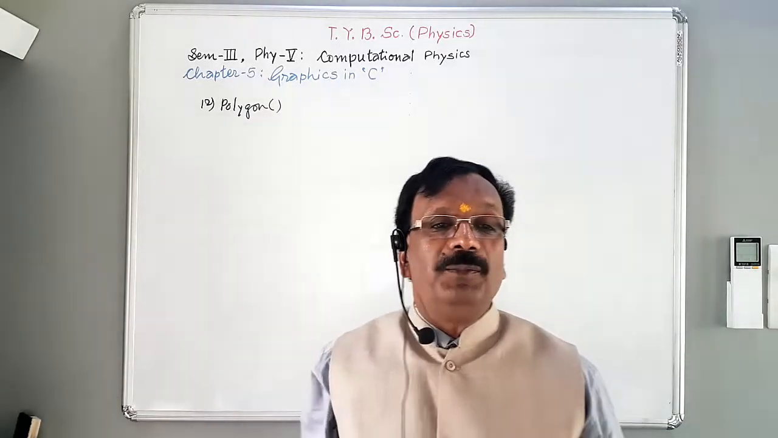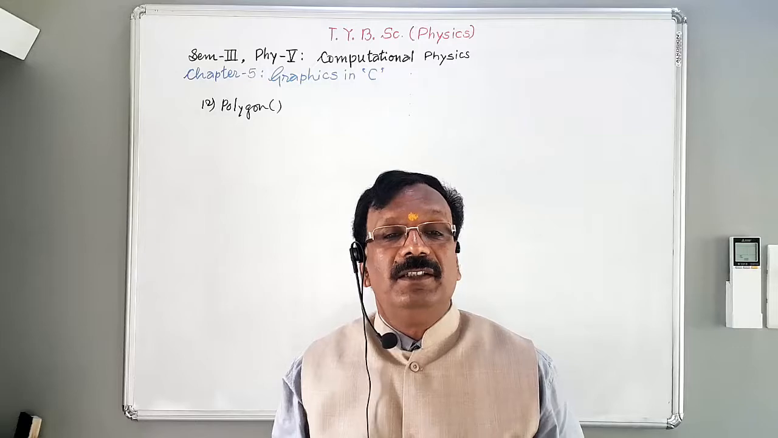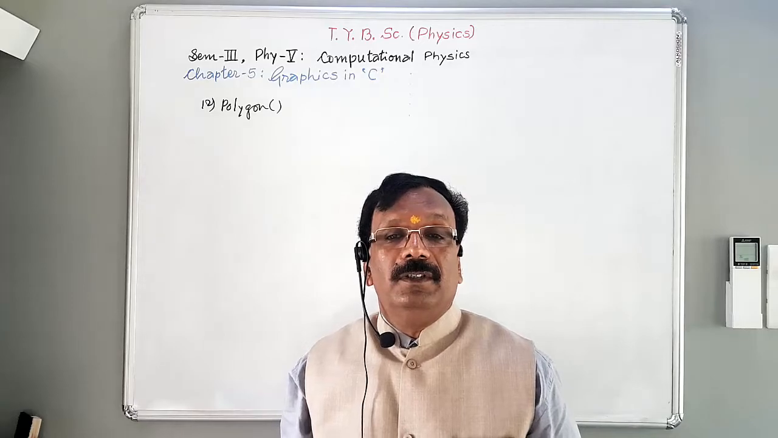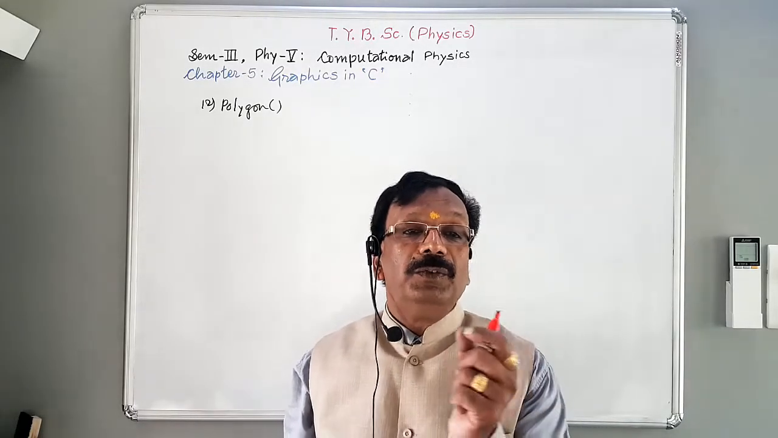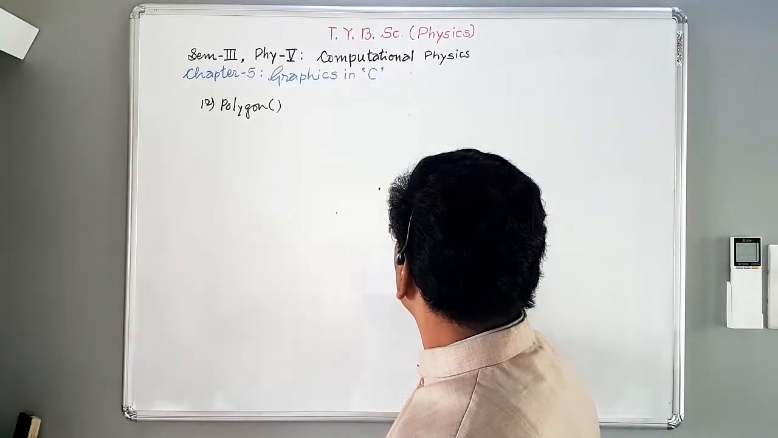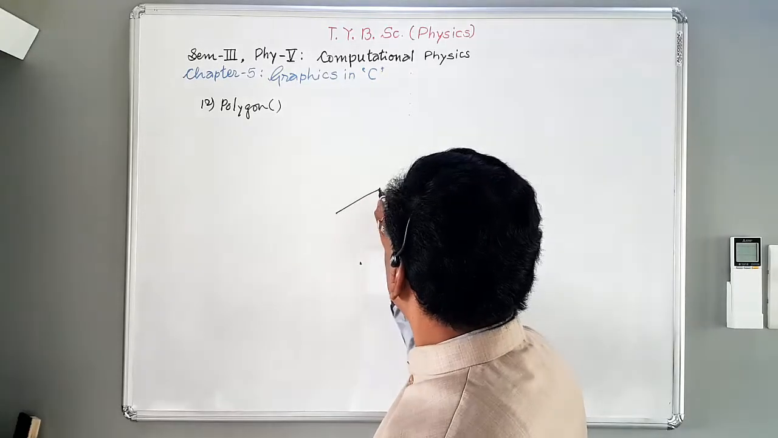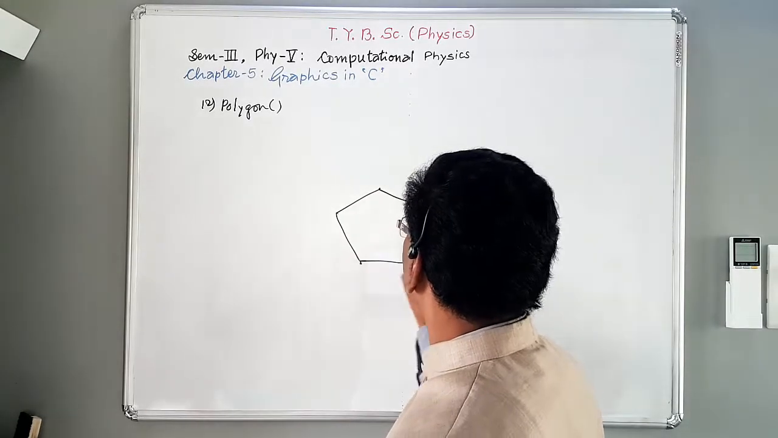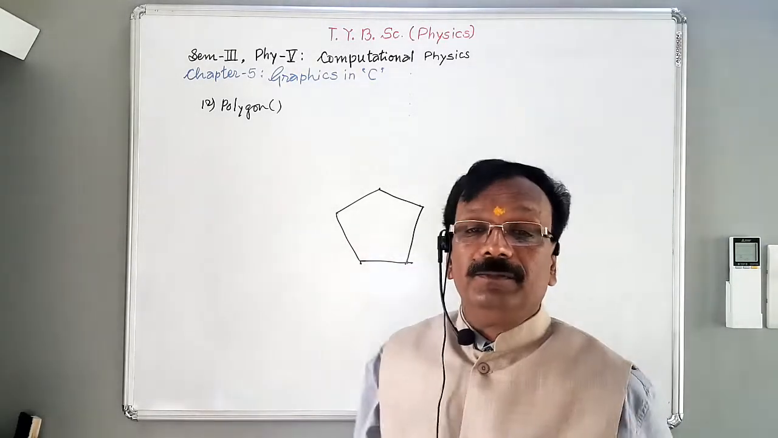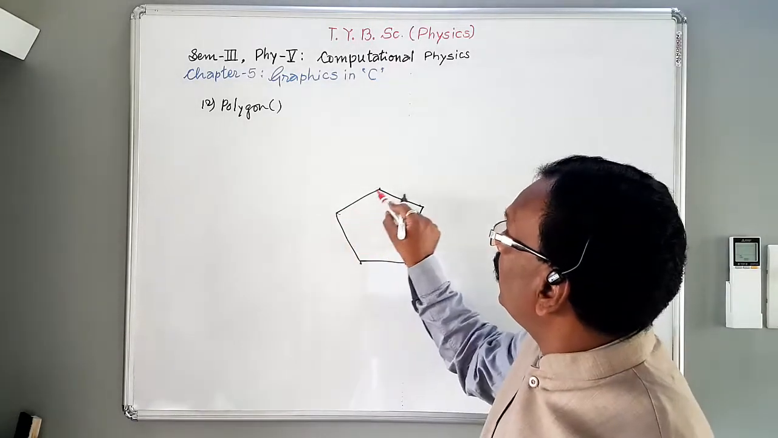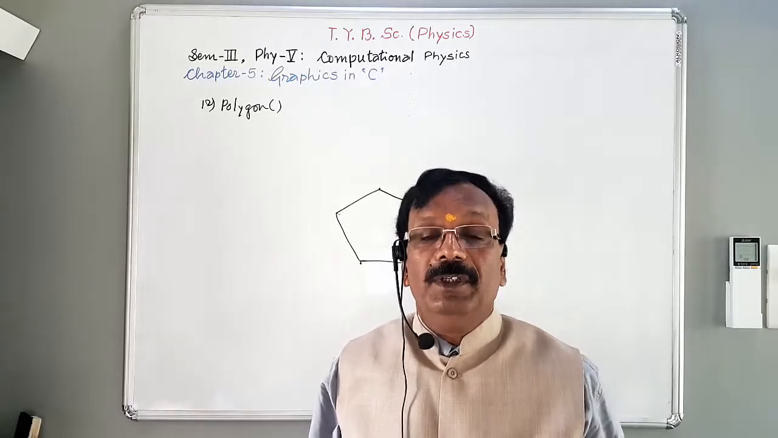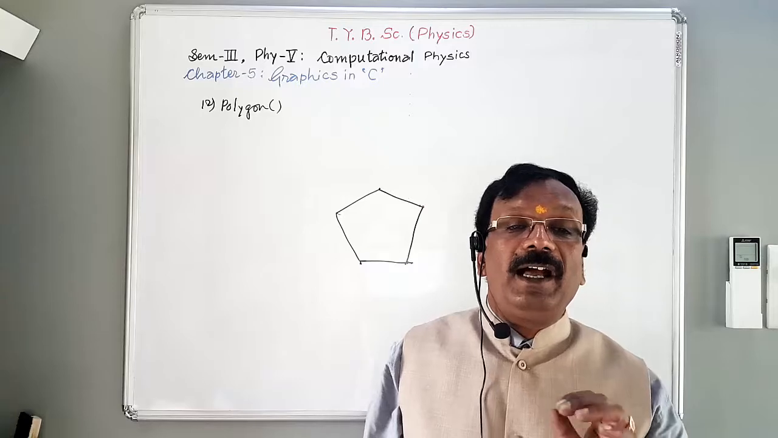The Polygon function draws the outline of a polygon. It takes the number of points to be joined. Suppose we join all these points: this point, this point, this point, this point and this point. So all the points are joined together and we get the outline of the polygon. So we need the number of points to be joined and an array.